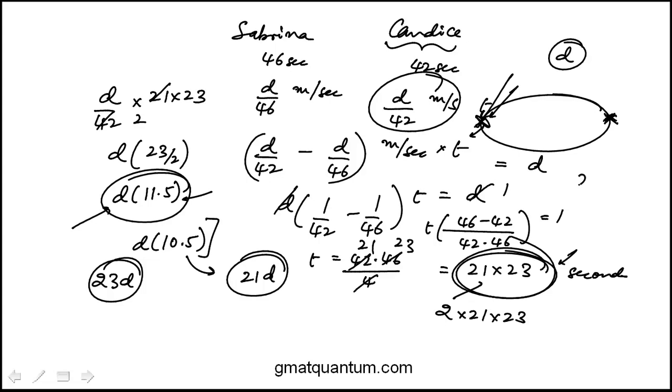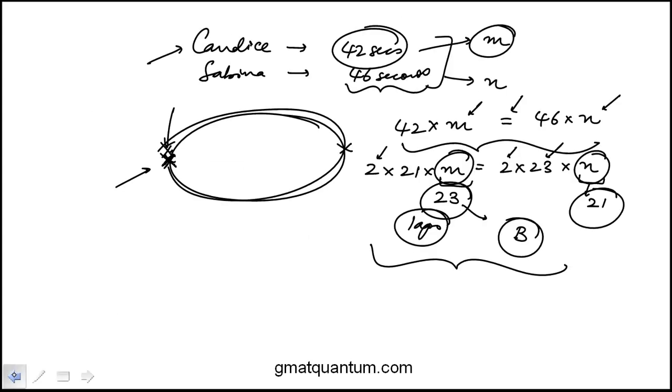So the answer is 23 laps, the number of laps that Candace has completed by the time they meet at the starting point. So to recap, the answer is B. I do want to point out you have these 2 different approaches. It's still a difficult question, but I think it's good to go through this exercise of trying it in different ways. So the answer is B.